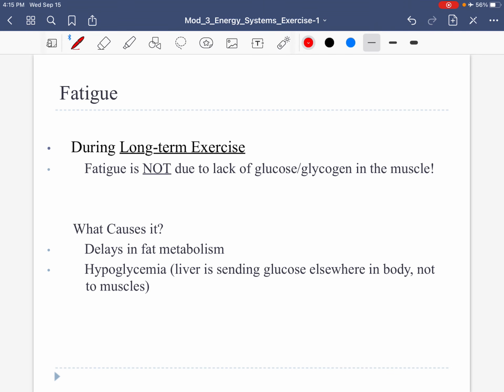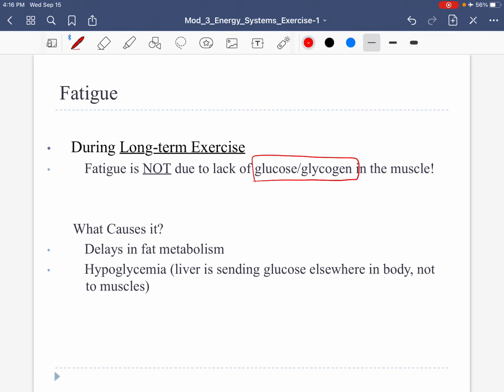Something I do want to point out: one fallacy, something that we've been able to debunk with research. During long-term exercise, if you're looking at a marathon runner, just an easy example, fatigue from our research is not due to not having enough of this. We can store so much glycogen. So usually, from what we have been able to tell through our studies, it's not that there's not enough glycogen.